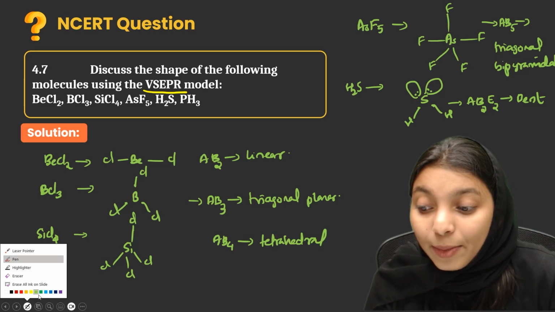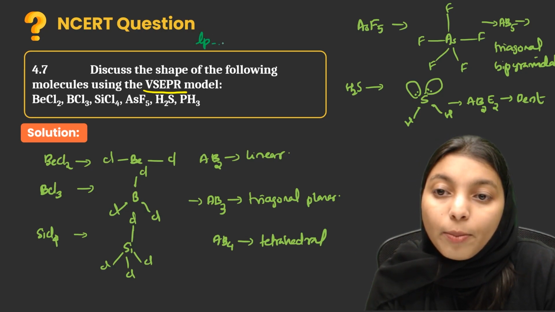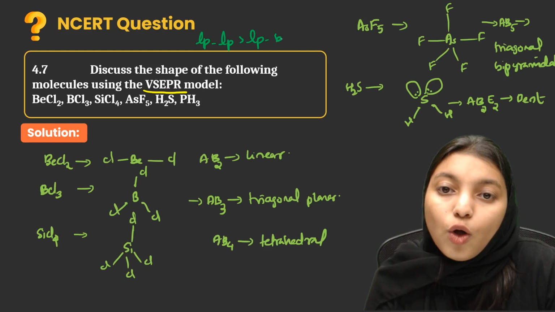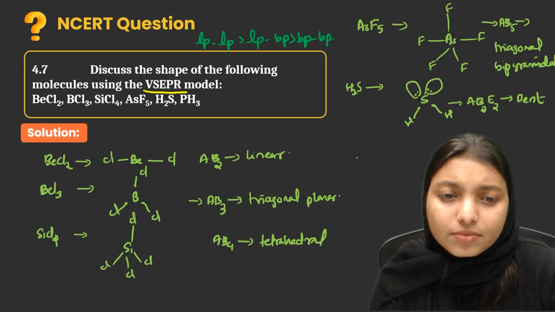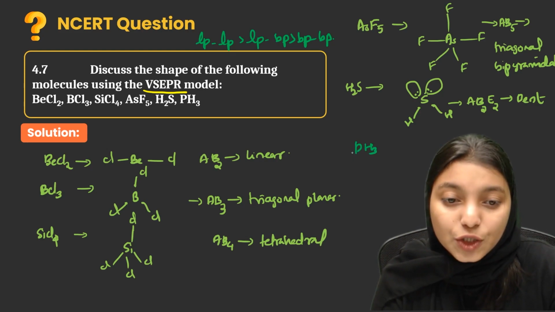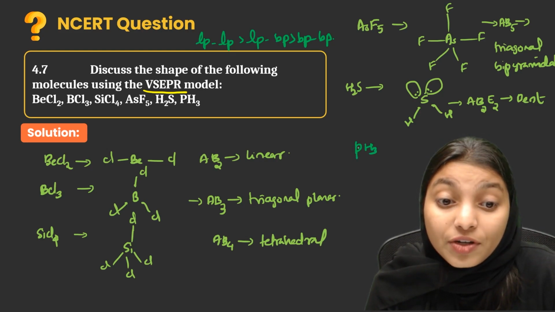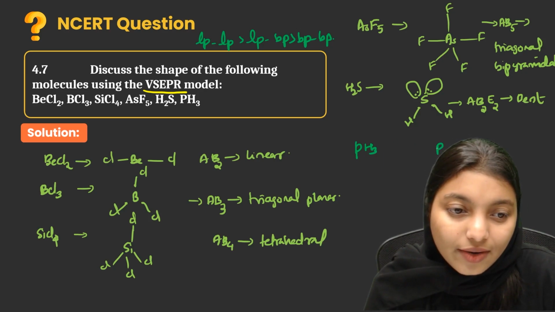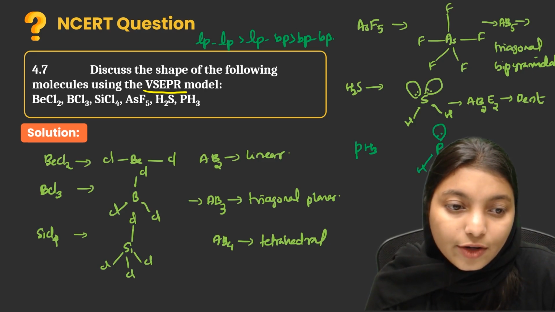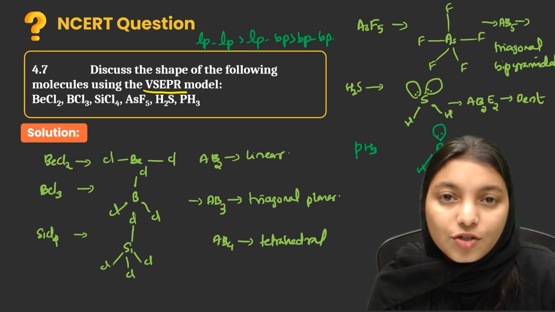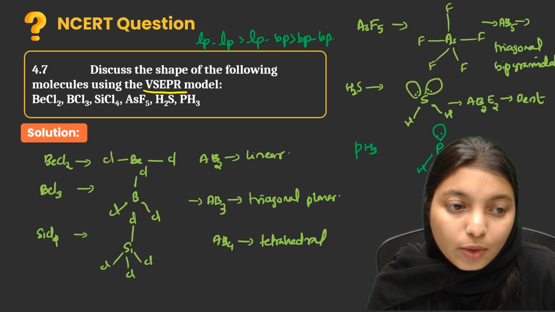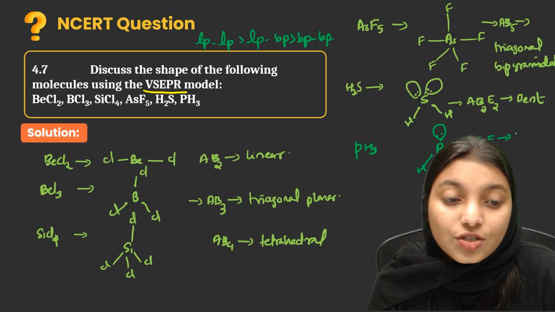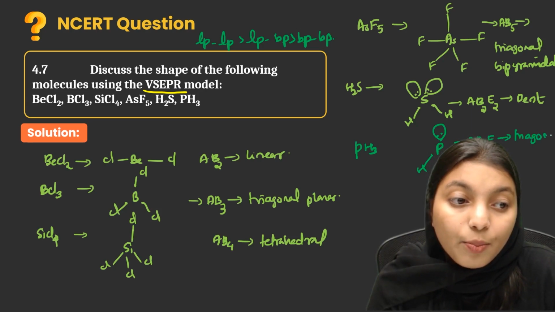In VSEPR theory, the main criterion that we look for is the lone pair. Lone pair-lone pair repulsion is greater than lone pair-bond pair repulsion, which is greater than bond pair-bond pair repulsion. Right? Then again PH3 is the next one. In PH3, this phosphorus is having 5 electrons in its outermost shell and 3 of them have made bond. So we can write that like this, and one lone pair will be here, with one hydrogen here, another hydrogen here, another hydrogen there. So it is of the formula AB3E and its structure will be trigonal pyramidal.